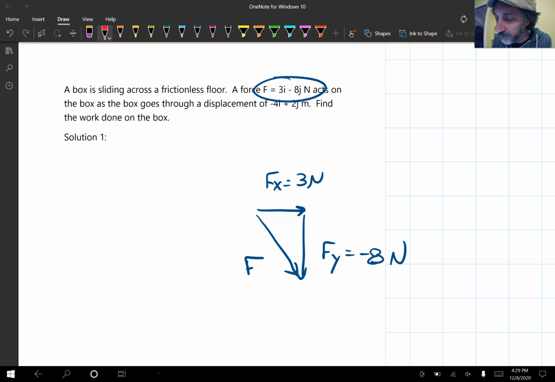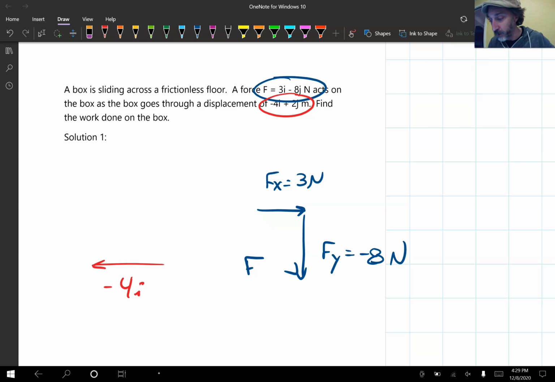Then my displacement vector, we'll do that in red. So the displacement vector is negative 4i. Notice in the blue drawing, I drew the 8 longer than the 3, because 8 newtons is a little more than twice 3 newtons. I didn't really draw it here, but as long as we're going through this, 8 newtons should be a little more than twice as long.